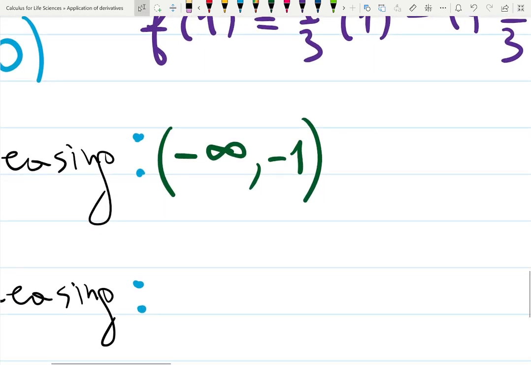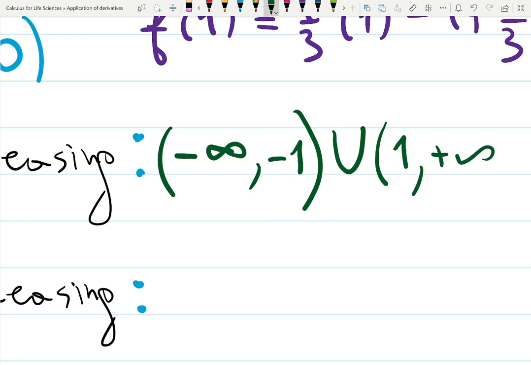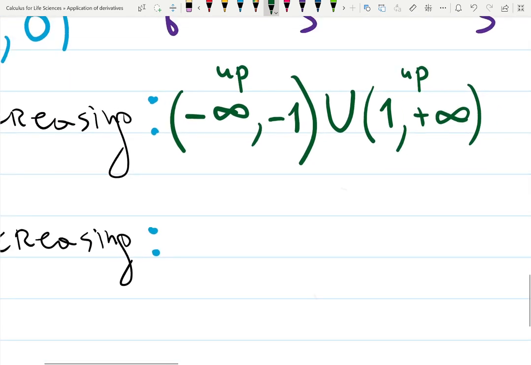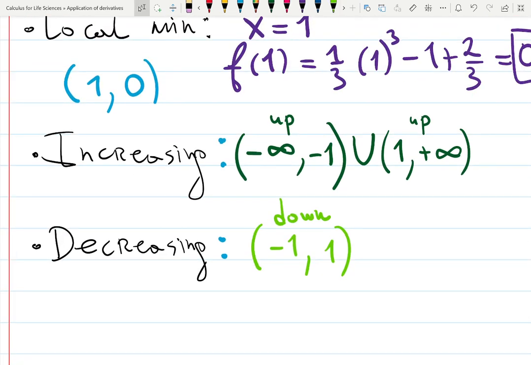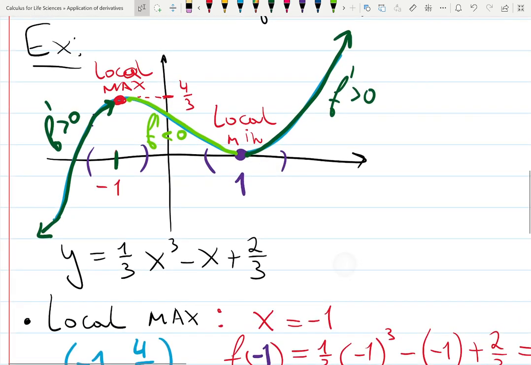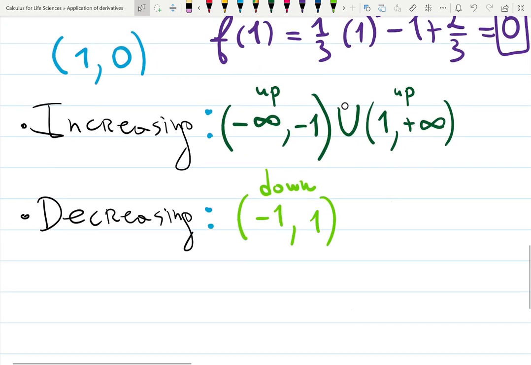Notation is important. Do not include those points, because at those points a function is neither increasing nor decreasing. What is the notation of union? U. And then from 1 to plus infinity, the function is going up forever. So up, up. That's how you see it with your pencil. But between minus 1 and 1, the function was decreasing. So I will say there, derivative was negative, the function is decreasing.